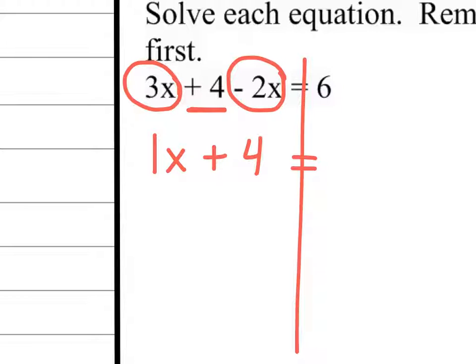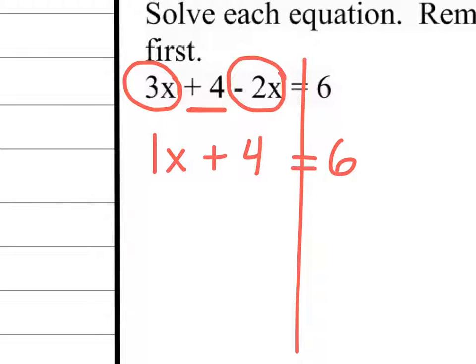Check out the right-hand side. Do we have anything going on that we need to simplify? No. There's literally one number. It's already simplified. Just bring it down. Now it's just a two-step equation, right? We know how to solve these. We're going to undo our addition subtraction first. So I'm going to get rid of that plus 4.